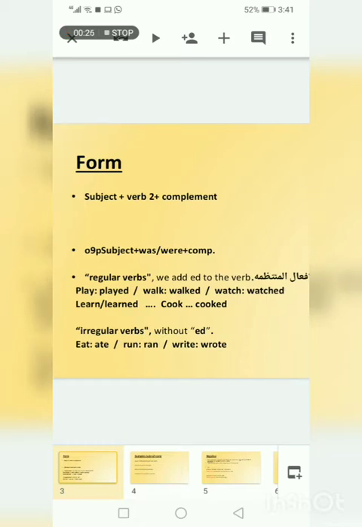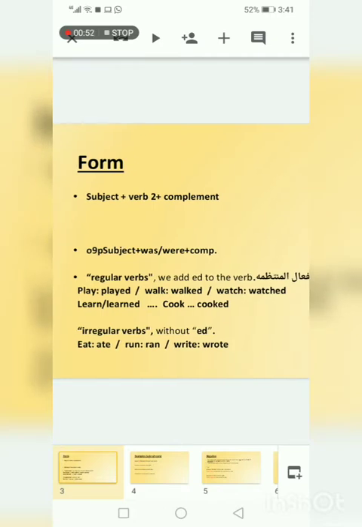Such as what? Play. It is the base form of the verb. It becomes played. Play, played. Walk. This is the base form of the verb. It becomes walked. Walk, walked. يمشي, مشى. We have the verb watch. This is the base form of the verb. If I want to change it to the past form of the verb, it becomes watched. Watch, watched.